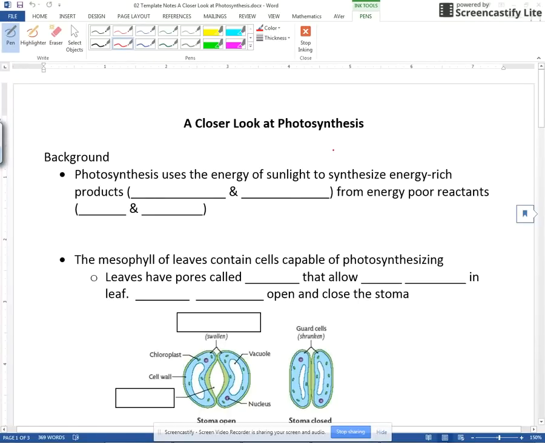Today we're going to start with a closer look at photosynthesis, and for this video we're really just going to cover the background information, which is the front of your packet. So please follow along with me as we go through this.